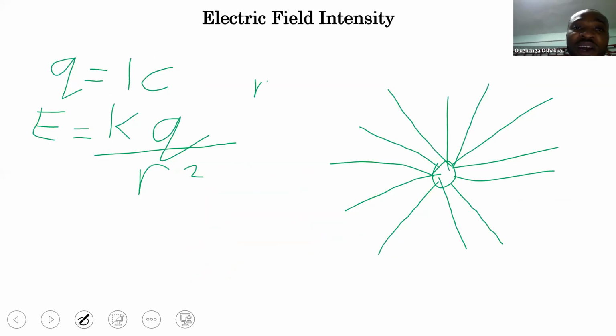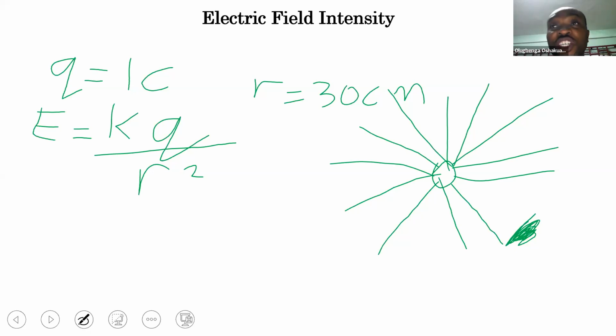So at this point, our R is equal to 30 centimeters. And that is at a certain distance, what is the field strength? So just like I've said over and over, when you move closer to the charge, or when a charged body moves closer to a charge, it will experience greater force, be it attraction or repulsion. The closer two charges are, the greater will be the magnitude of the force between them, be it attraction or repulsion.